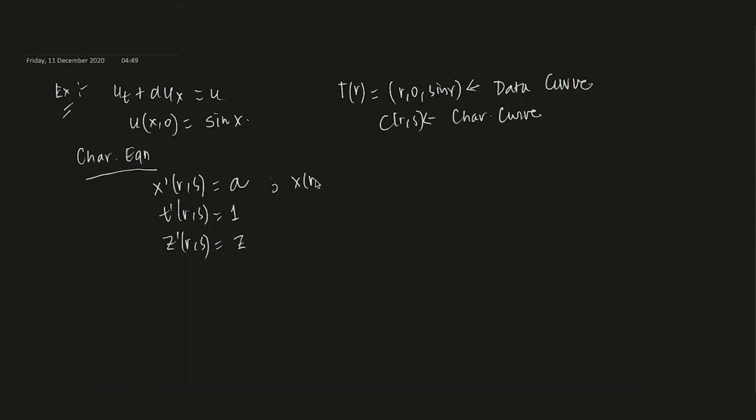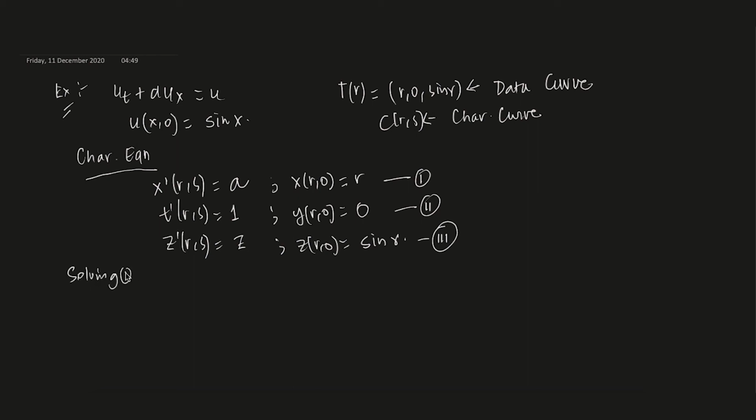What are the initial conditions given to us? x at the point R, 0 is given to be R. t at the point R, 0 is given to be 0. And z at the point R, 0 is given to be sine of R. So this is what is there. Now once you solve it, let's say equations 1, 2, 3. Solving one, x of R, s is a s plus phi1 of R, and when you put the initial condition x of R, 0 is R, that implies x of R, s is a s plus R.